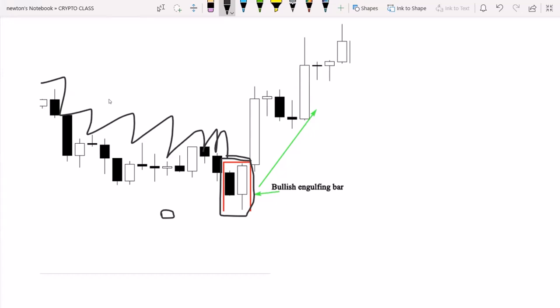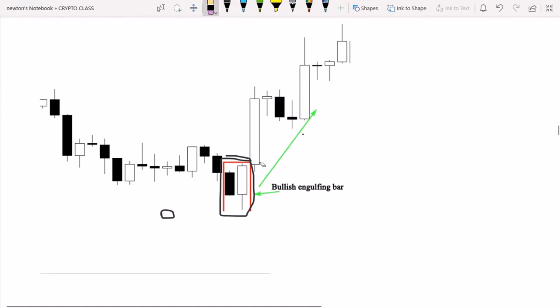So it is time to exit this sell trade and then log in on this buy trade. And you see how this keeps going up and up and up. So please jot these patterns down. By the time we go on the chart and I begin to show you how they look on the chart, please jot it down.